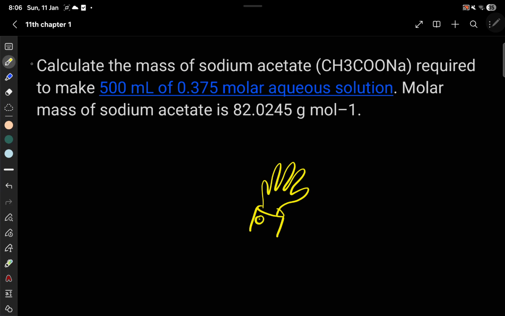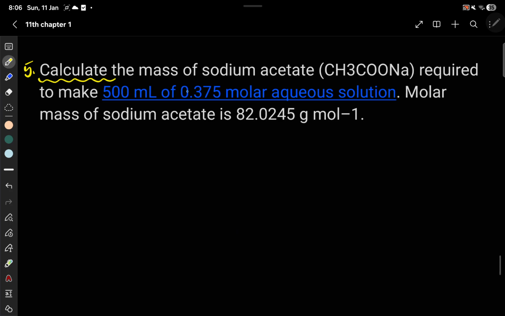That's me. So that's our question number 5 of chapter number 1, some basic concepts of chemistry. And now let's begin our lecture for this question. In this question, they are asking you to calculate the mass of sodium acetate, which has the chemical formula CH₃COONa, required to make 500 milliliter of its 0.375 molar aqueous solution. The detail which they have given in the question is the molar mass of sodium acetate.